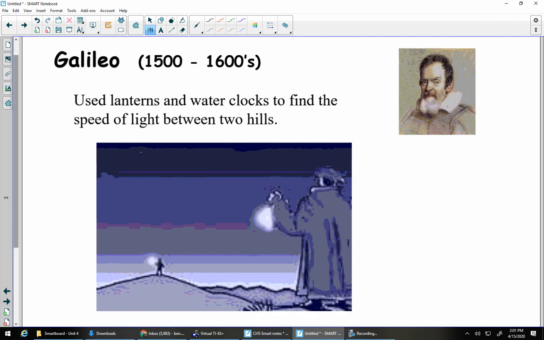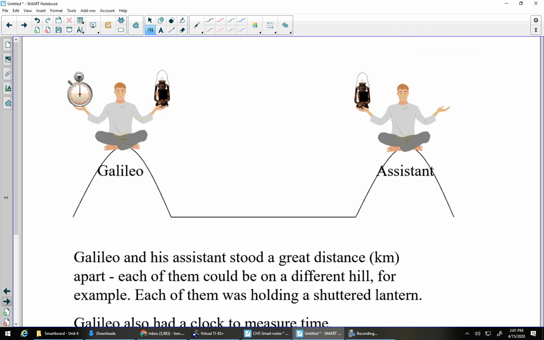So we'll look at some of the ideas that people had through history. One of the first people who thought about this, and we have recorded evidence of this, is Galileo in approximately the 1600s. Galileo used lanterns and water clocks to find the speed of light between two hills. Even thinking about that, water clocks are not the best timers that we've got.